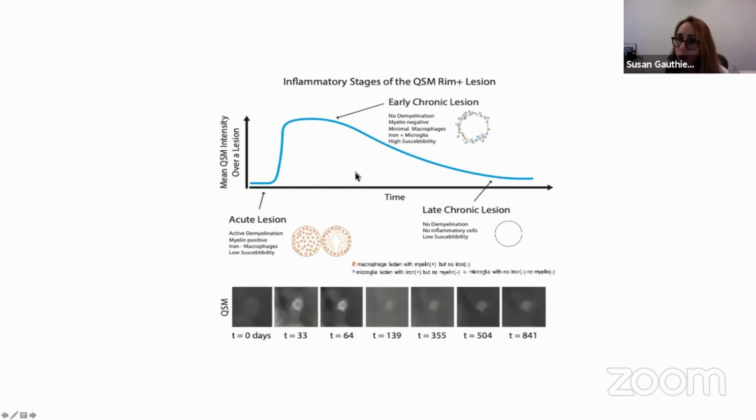Why this is important is because if we're going to target these lesions therapeutically, we need to understand this. We need to understand that if we're seeing a reduction, it's due to a therapeutic effect and not related to just the natural course or the natural history of these lesions.